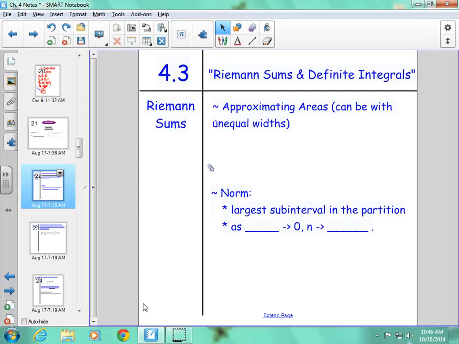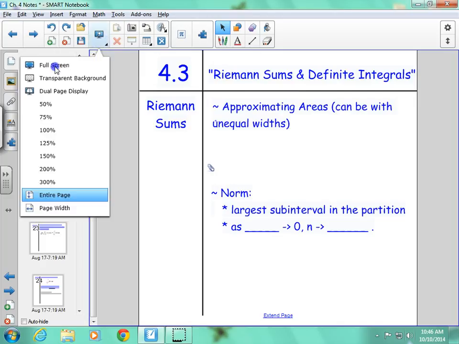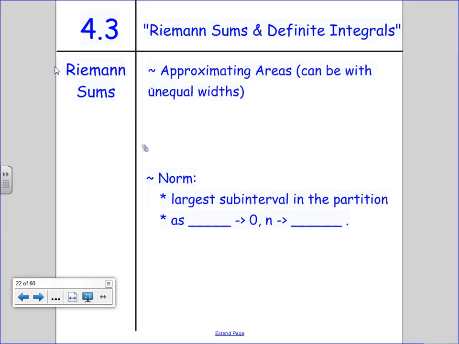Section 4.3, Riemann sums and definite integrals. Now, first of all, yesterday we said that the widths all had to be equal. Technically, that's not necessarily true, and as you know in AP questions, they can give you a table.